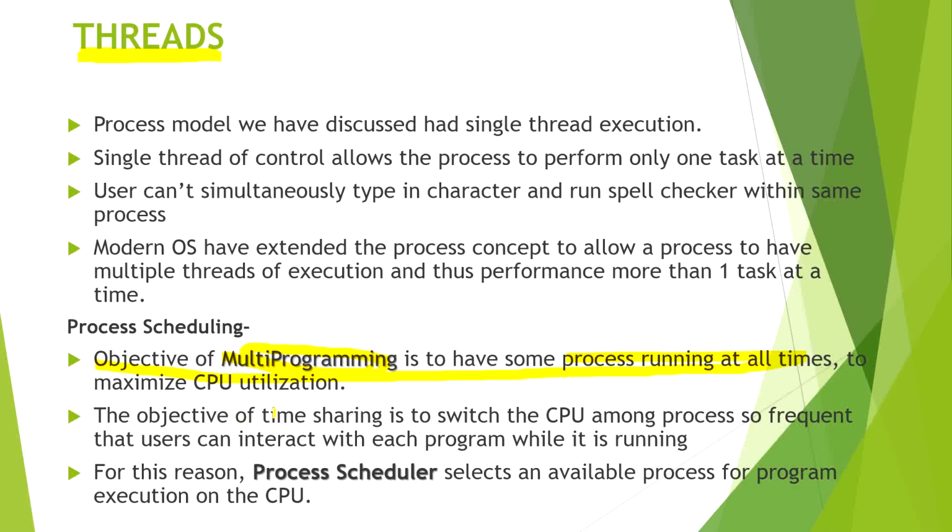So the objective of time sharing: for scheduling we have to implement time sharing between different processes. Time sharing is to switch the CPU among processes so frequently that users can interact with each program while it is running. So it basically gives us a sense of running two processes at the same time. In reality, no two processes are running at the same time. Only one process is running at one instant of time.